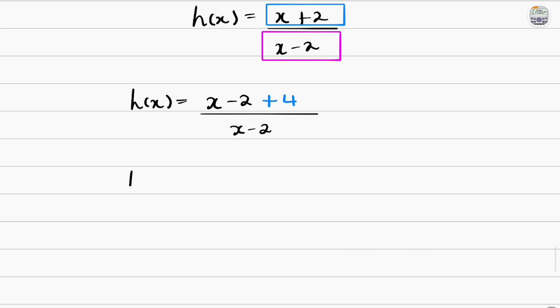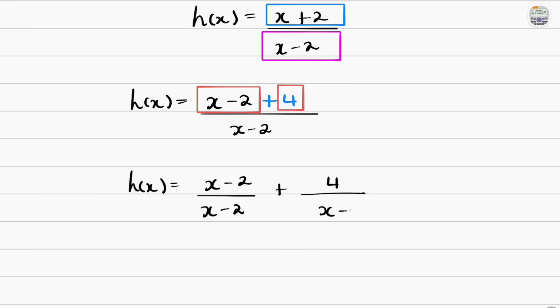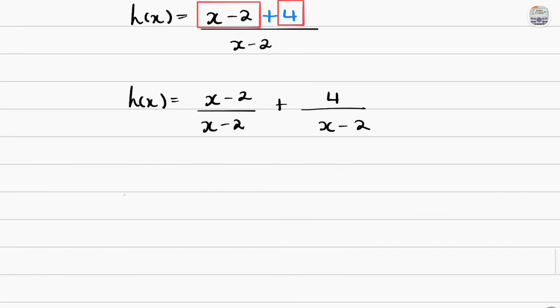And now we can separate it like this. h of x is equal to x minus 2 all over x minus 2, plus 4 over x minus 2. We just separated them, and the denominators are still the same. So finally, h of x is equal to 4 over x minus 2, and x minus 2 divided by x minus 2 is positive 1.